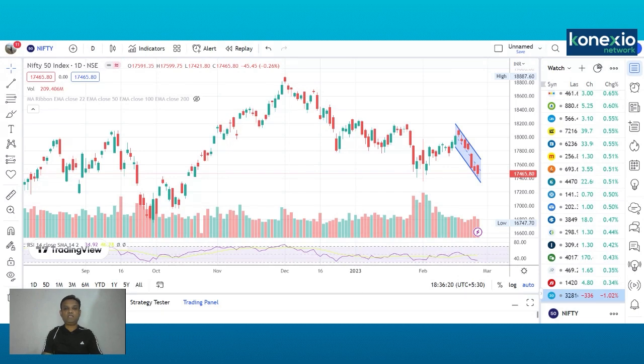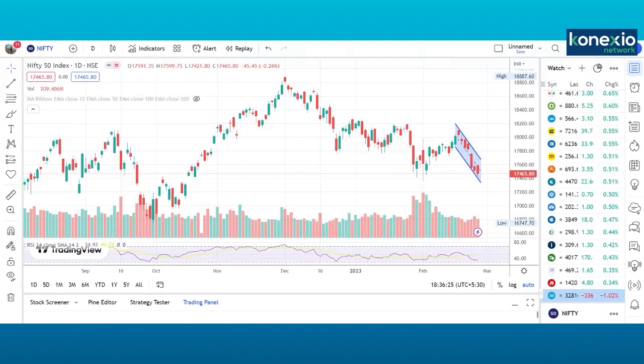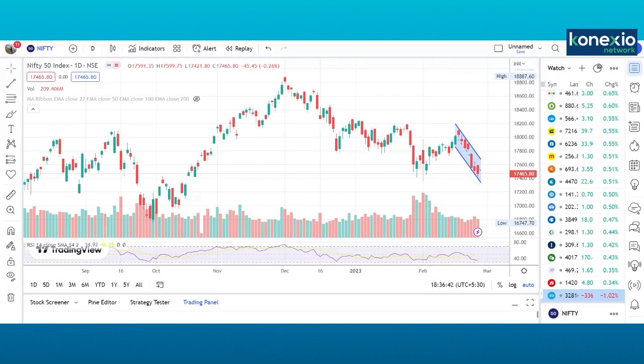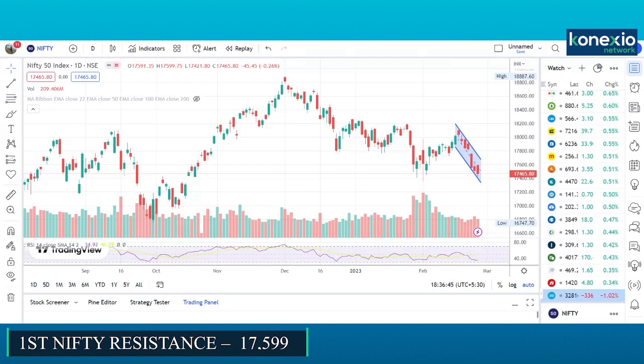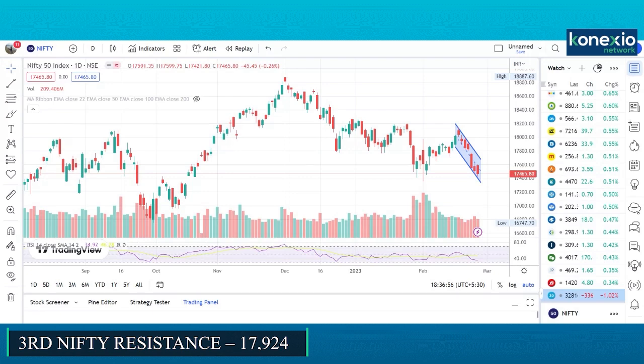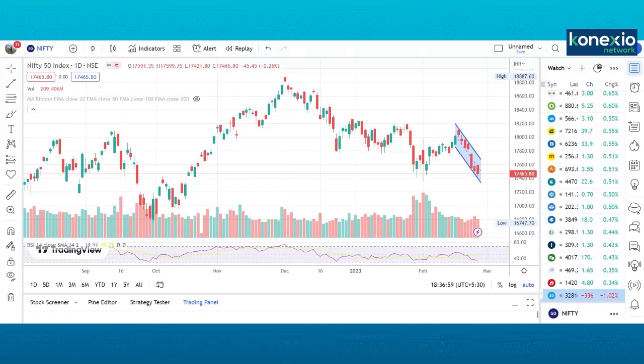So friends, now let us discuss the important support and resistance levels in Nifty for the next week. The first support in Nifty for the next week is placed around 17,333. Below that, the second support is placed at 17,197 and the third support is placed at 17,098. Whereas on the upside, the first resistance is placed at 17,599. The second resistance is placed around 17,777 and the third resistance is placed around 17,924. These are the important support and resistance levels in Nifty.